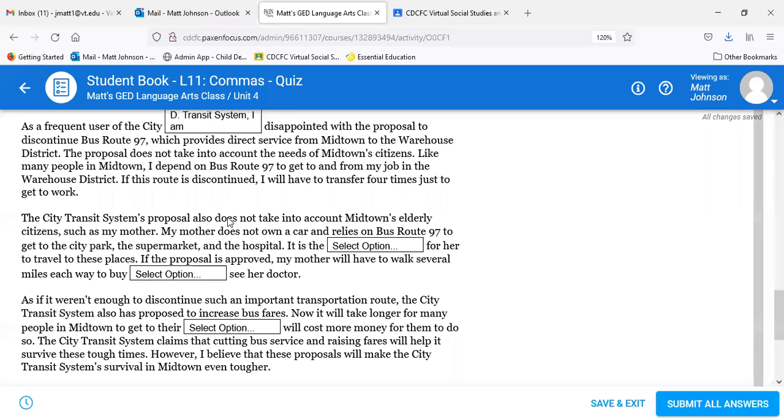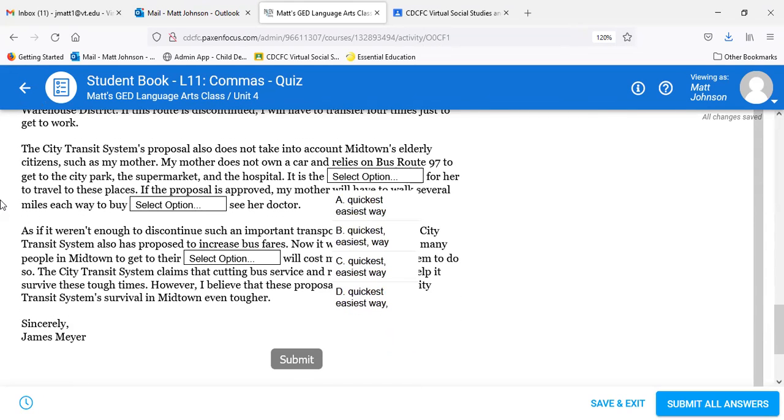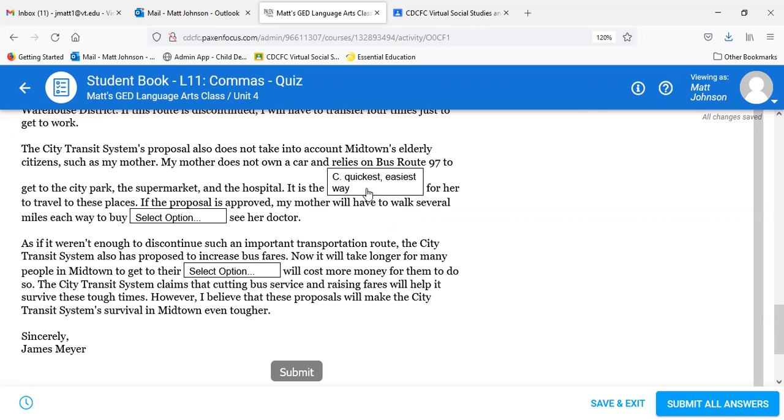"My mother does not own a car and relies on bus route 97 to get to the city park, the supermarket, and the hospital. It is the quickest, easiest way for her to travel to these places." Sasha Gay, what do you want to use here? C. C, quickest, easiest way. We're separating our descriptive words there. So quickest, comma, easiest way for her to travel to these places.